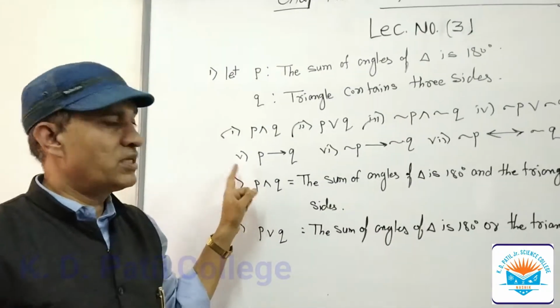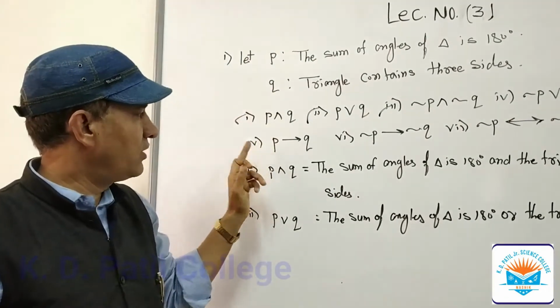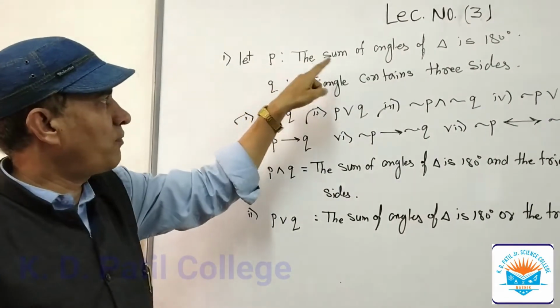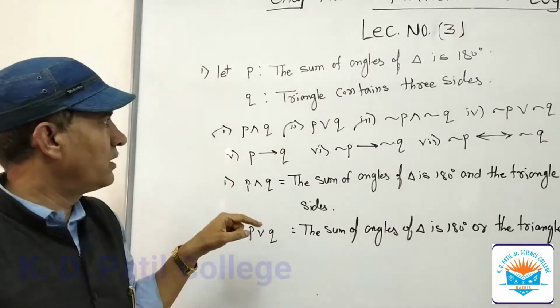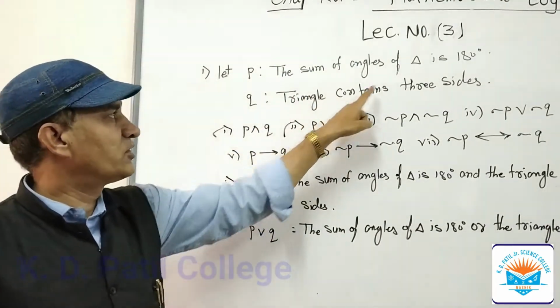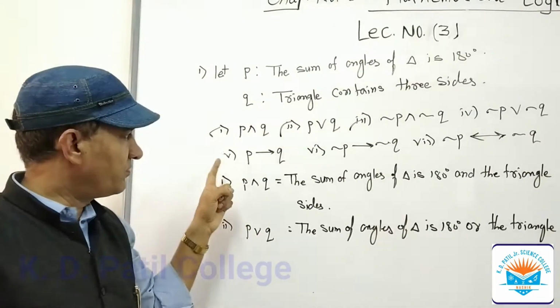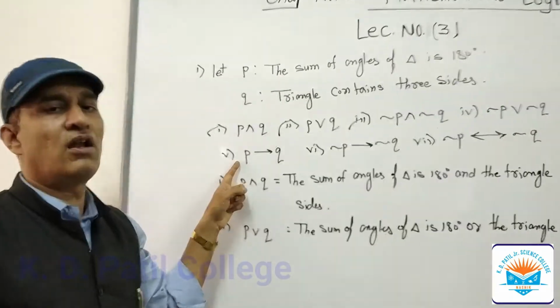What can we write in place of P conditional Q? We have P already, we have Q already. It can be, if the sum of angles of a triangle is 180 degree, then it contains three sides. We are using the phrase if-then: if before P, then after P.